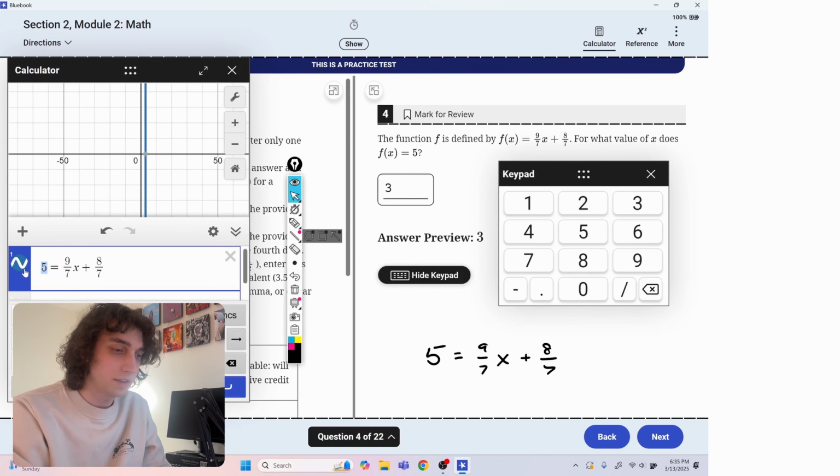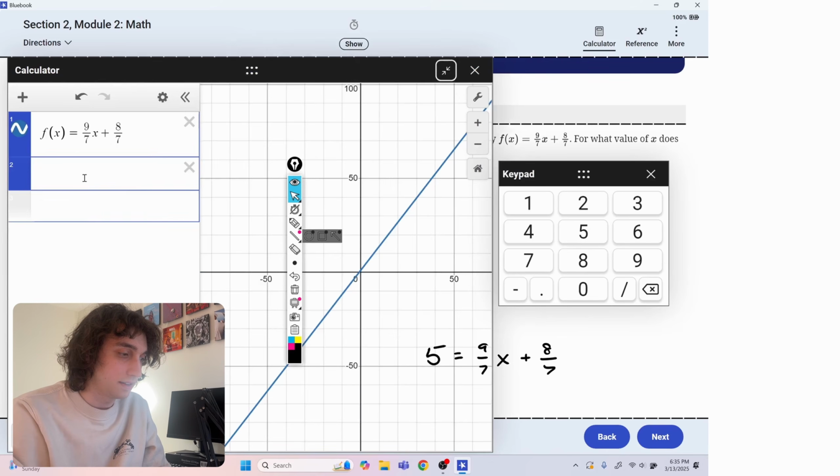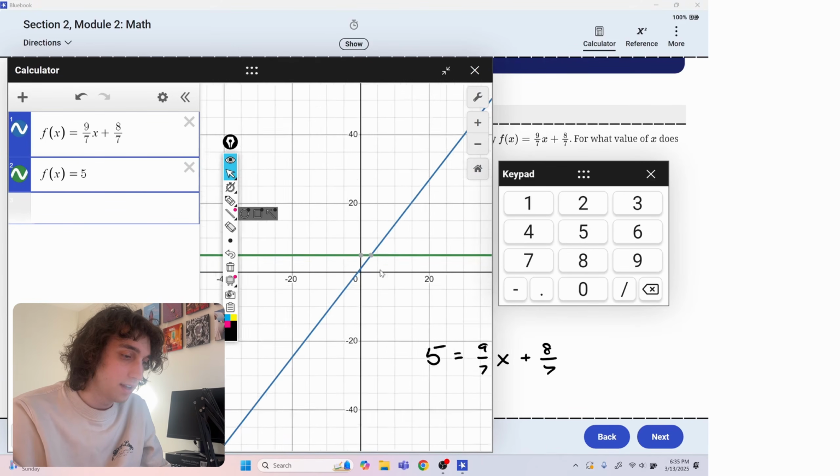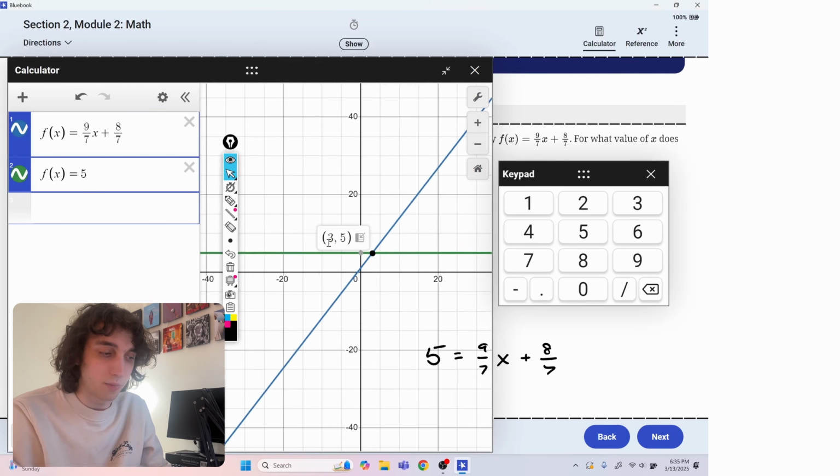Another way of thinking about this is you could have put the function directly into Desmos and then asked Desmos to also find where f of x equals 5. This is a horizontal line at y equals 5. And it's the same idea. We would get the point 3, 5. We're solving for x, so it would be 3. Both of these are totally valid.